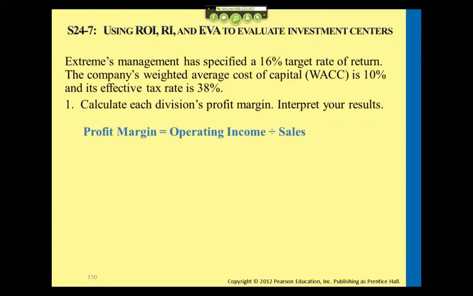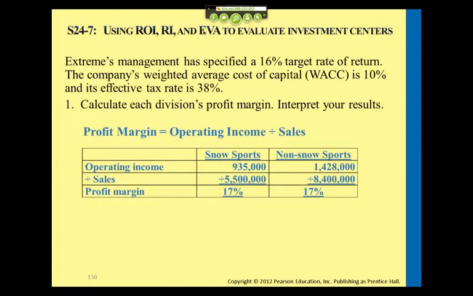All right, so how do we calculate it? First, let's remember our profit margin is operating income divided by sales. That's one of the components we said, correct? So we can calculate our profit margin. We have all the information given for snow sports and non-snow sports, so we plug it into the formula and get the profit margin.